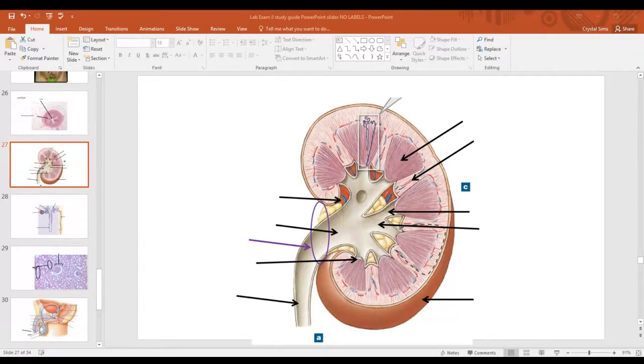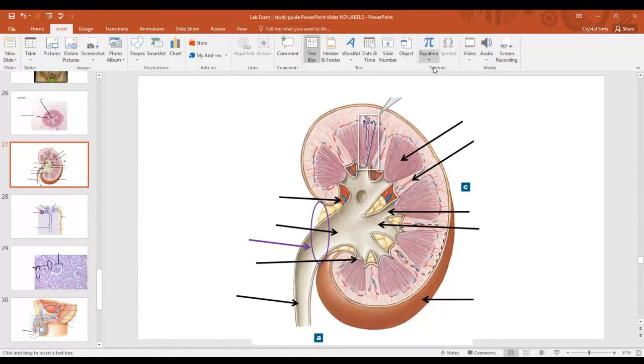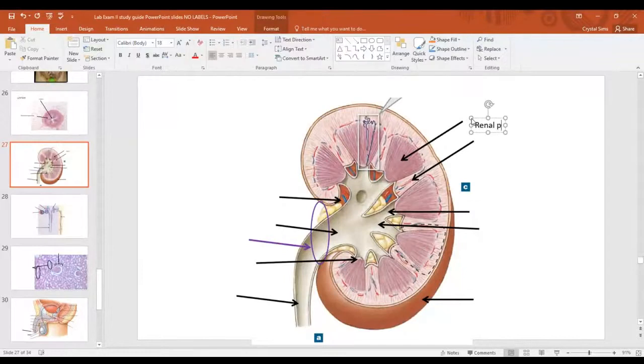So that is what we are seeing there. That's funny.